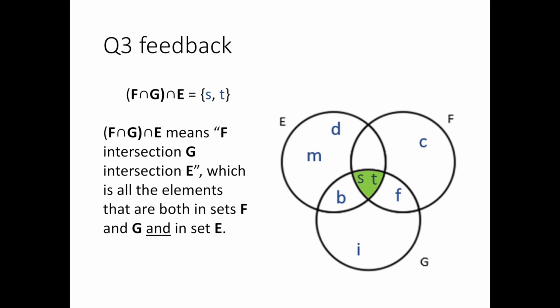Question 3, feedback. This question asked for the elements in F intersection G intersection E. This is all the elements that are in both sets F and G and in set E. In this case, that was the elements S and T as shown by the shaded area in this diagram.